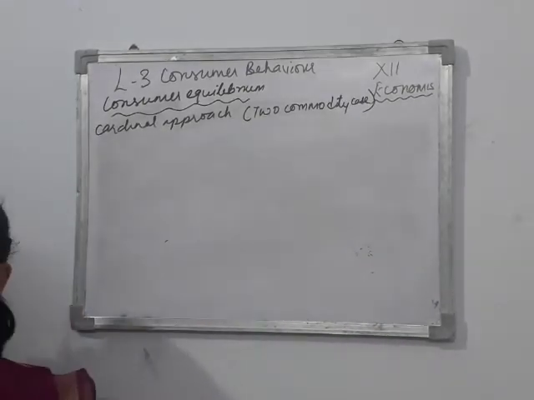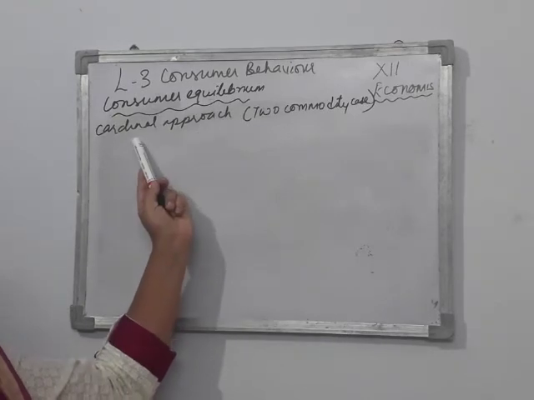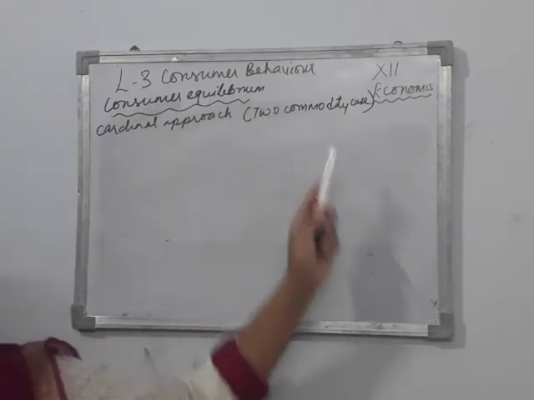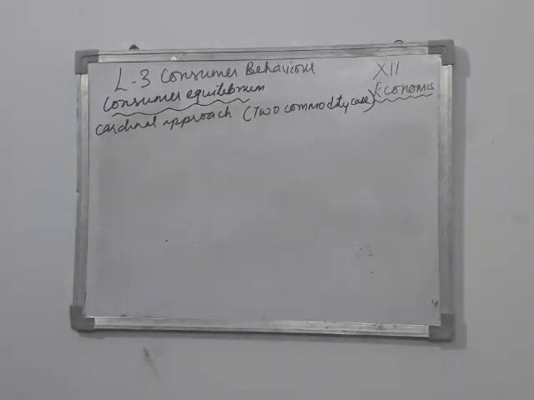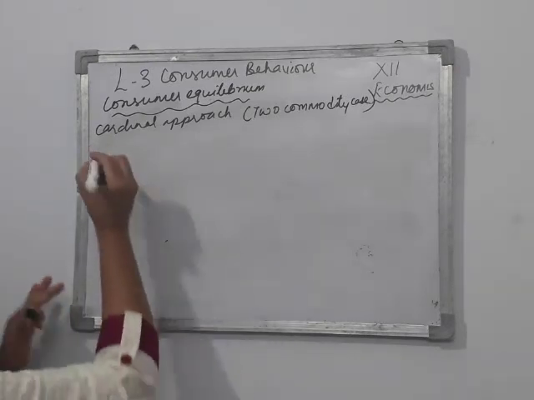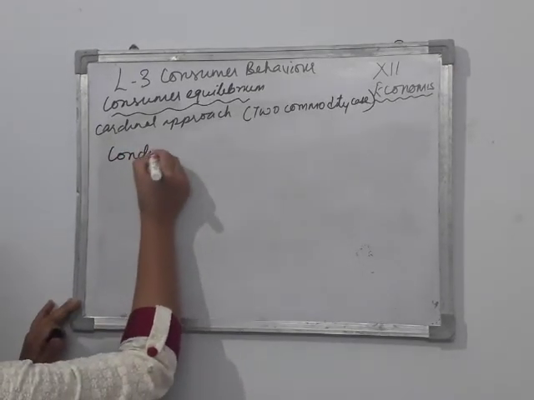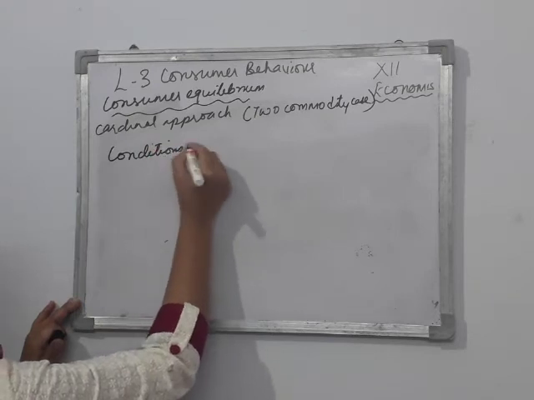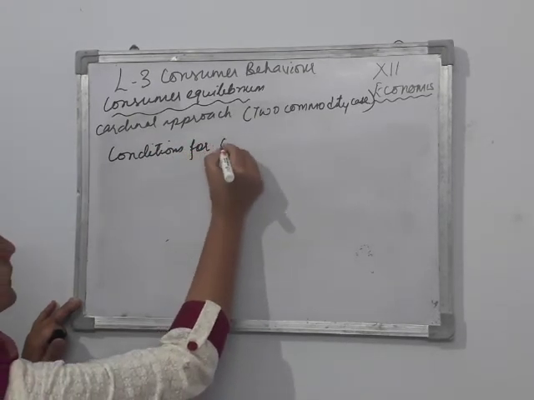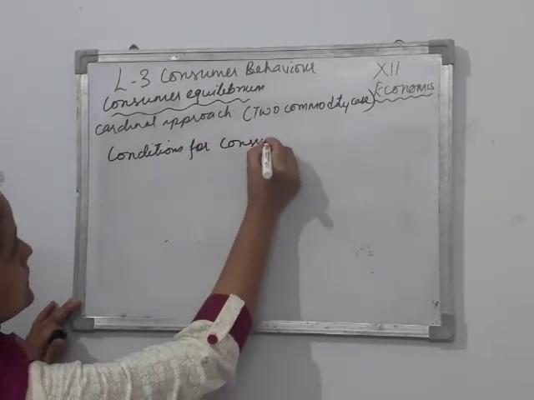Again, I am repeating what we are reading: consumer equilibrium, the cardinal approach, and the two commodity case. So now the conditions. Today I will teach you only up to the conditions. Conditions for consumer's equilibrium.